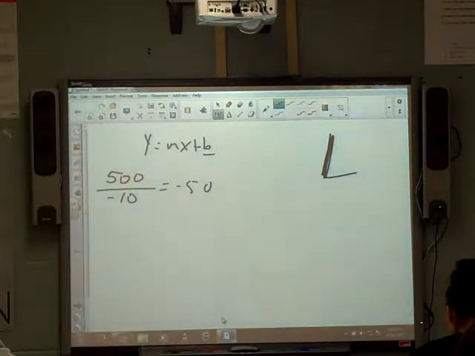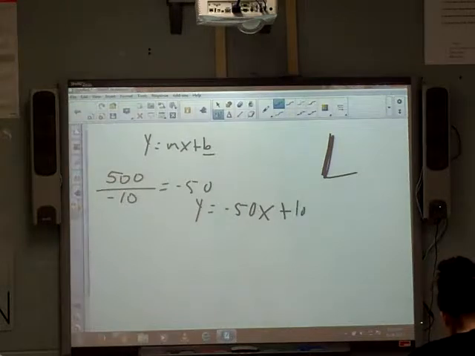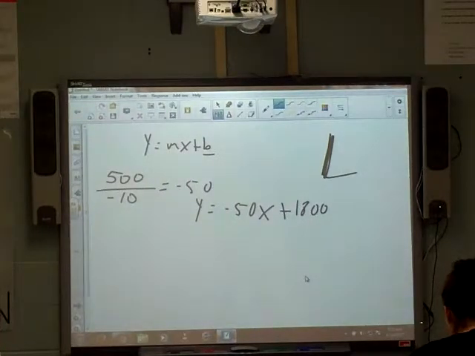The b, I saw a couple people write a couple different things because it didn't exactly hit on one. Some people used 1900, some used 1800. I wouldn't count you wrong for an estimate on that, but I used 1800. So we would have negative 50x plus 1800. If you use 1900, that's fine because it didn't make it quite to 2000. Right, you see that? So that'd be 1 point for number 1.